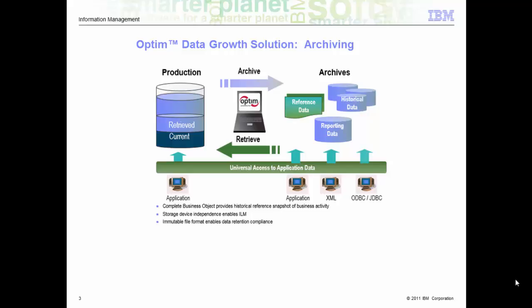Optim also provides the ability to universally search and access data from both production and archive environments using the same native application, or XML, ODBC, JDBC, or any other third-party report writers. If need be, Optim can selectively retrieve and restore the data from the archive files back to the production database.